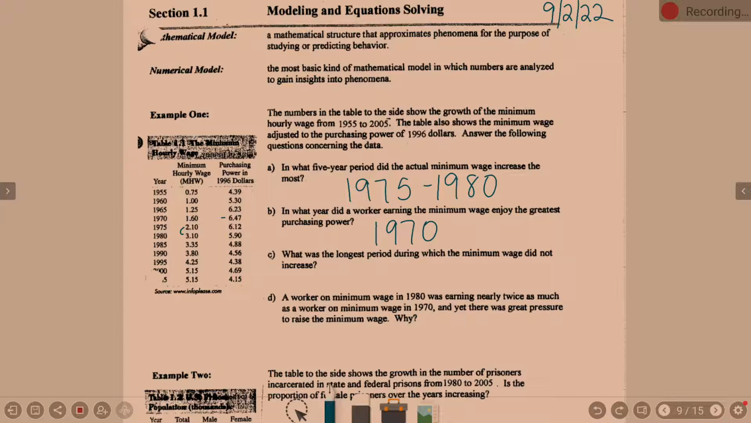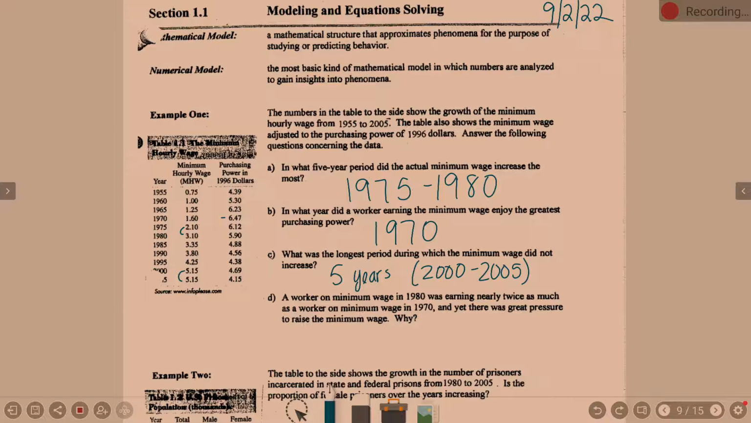C. What was the longest period during which the minimum wage did not increase? So the longest period would be a period of 5 years. And that is according to this chart, right? In 2005, it's 5.15. What was it in 1999? What was it in 2006? This chart only goes every 5 years. So based on this chart, 5 years.